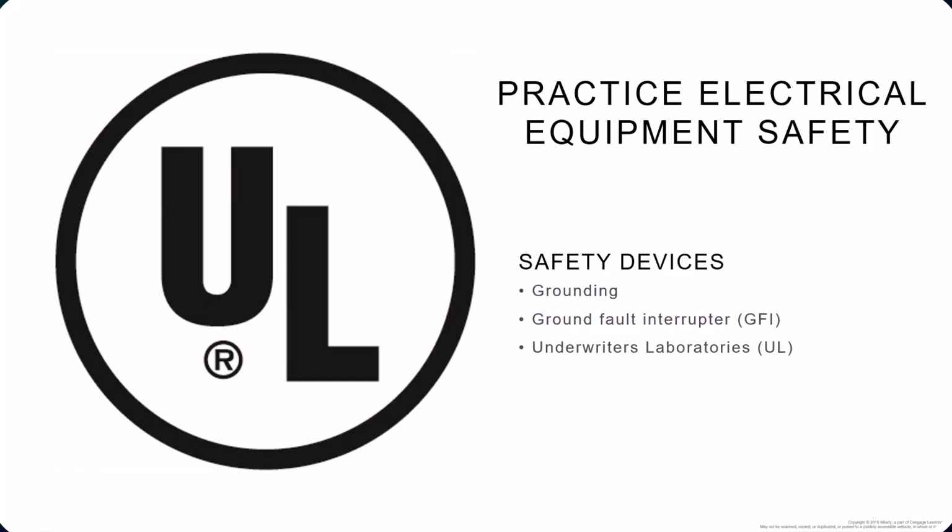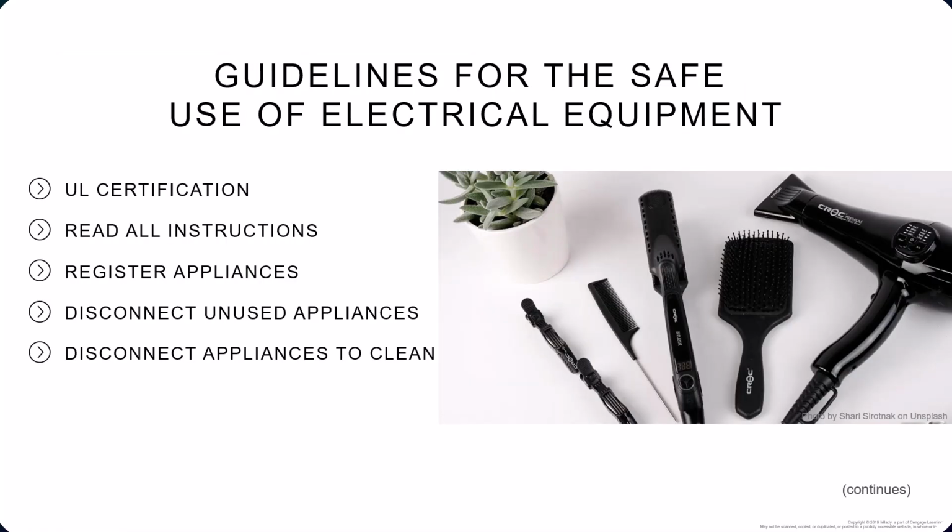Underwriters Laboratories, or UL, certifies the safety of electrical appliances, and any electrical device should be UL approved, since it certifies that they are safe when used according to the manufacturer's directions. Some guidelines for the safe use of electrical equipment include: all electrical appliances that you use should be UL certified. You should read all the instructions carefully before using any piece of electrical equipment.